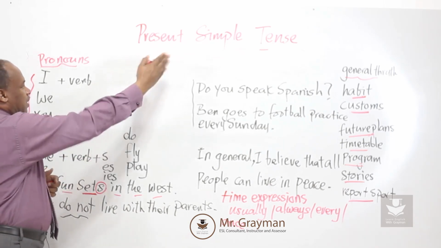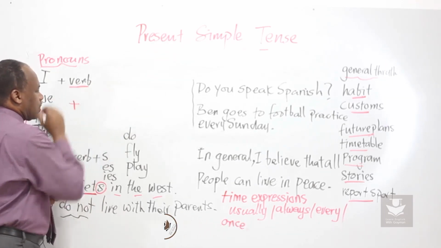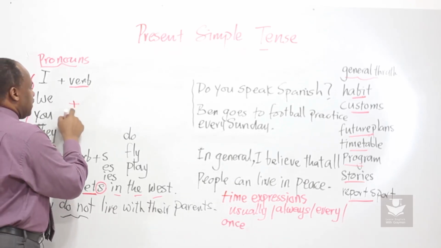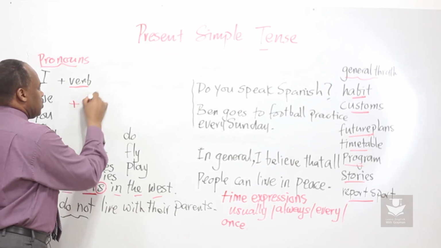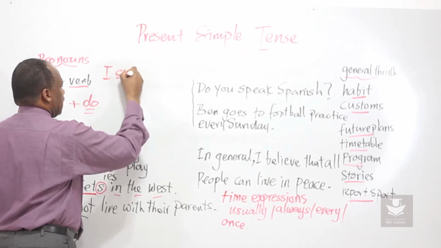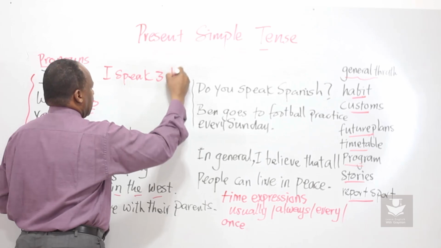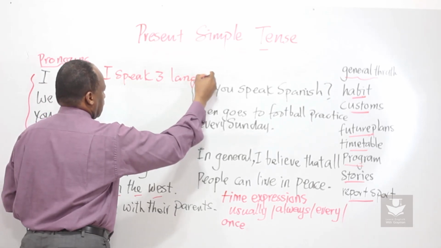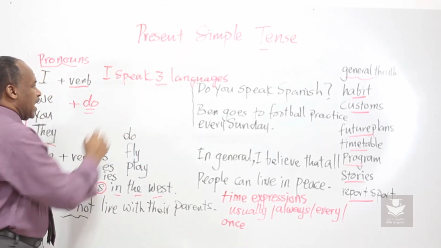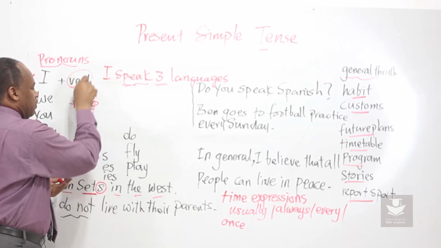What we do in order to make sentences in the present simple, we add a verb. I'll write you an example, but then we say plus do. Do referring to a verb. For example, I speak 3 languages. I speak 3 languages. I speak here. This is the verb. Do means speak or a verb.